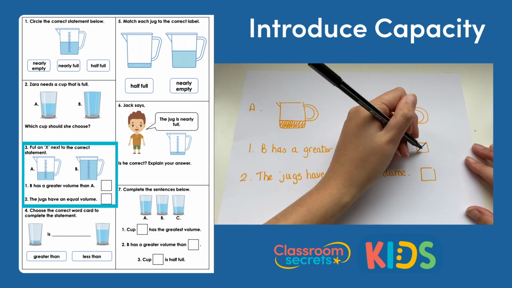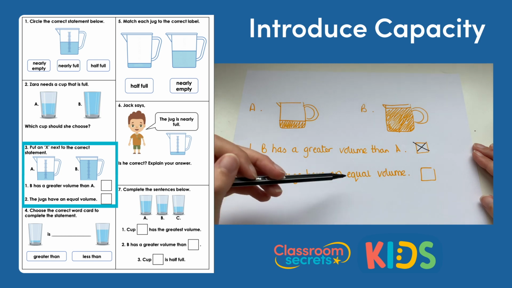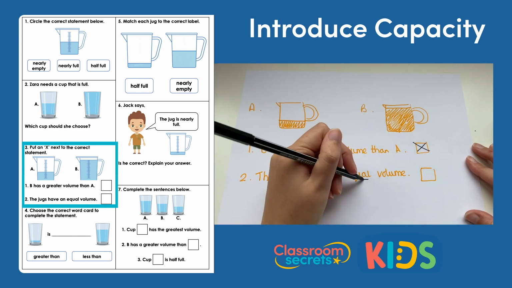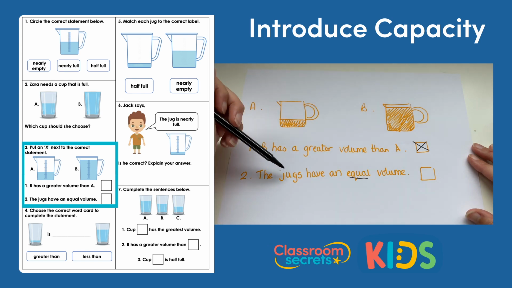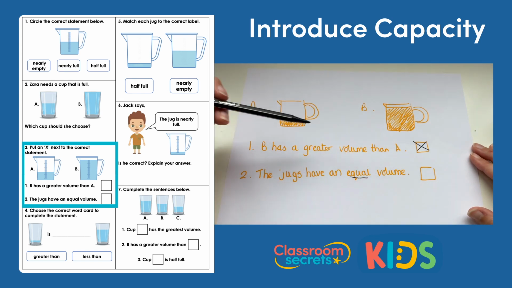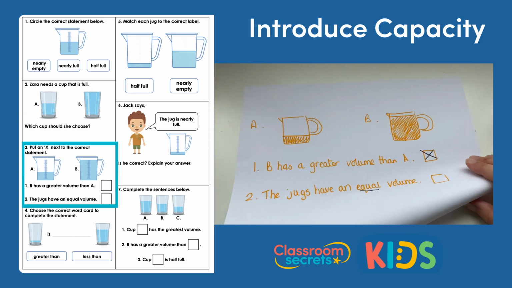So I'm going to cross that one because that one's correct, but I'm also going to check statement 2. The jugs have an equal volume. Remember, equal means the same, and they are not the same because B has more. So number 2, the jugs have an equal volume, is incorrect. And number 1, B has a greater volume than A, is the correct statement.